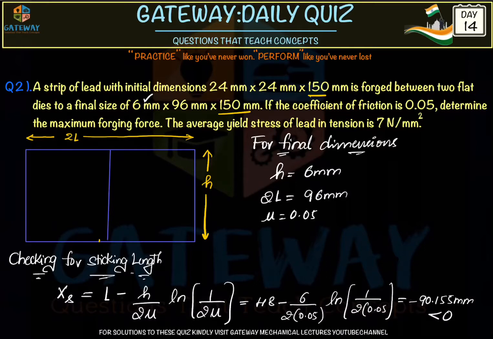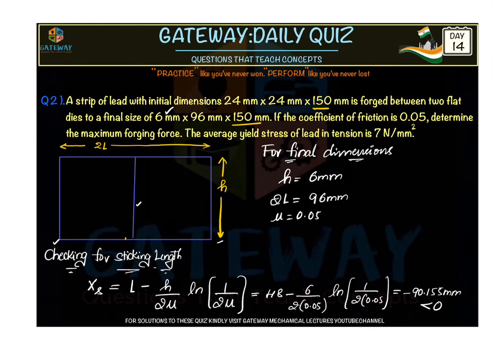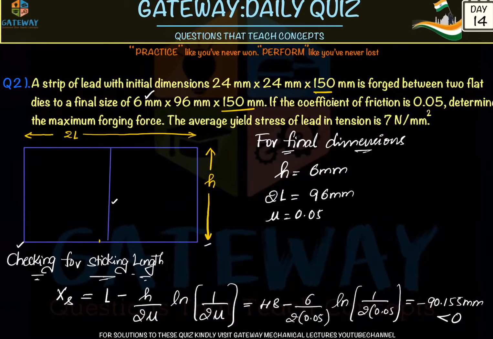Since it is having minus, in this process of forging there will be no sticking length, right? So the maximum will be at the center and the minimum, zero, will be at the ends. That is, the forging load, forging stress, will be maximum at the center and minimum at the extreme ends. Okay, so there is no sticking length.